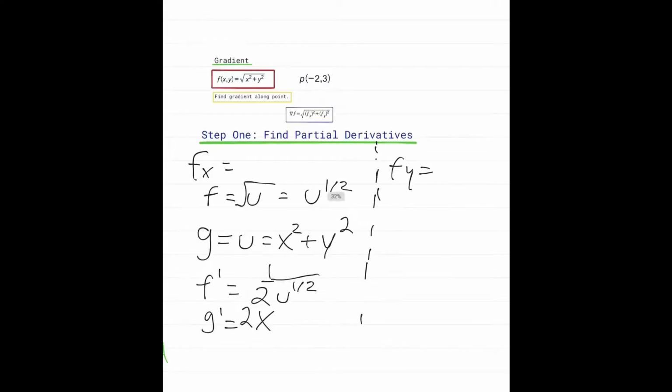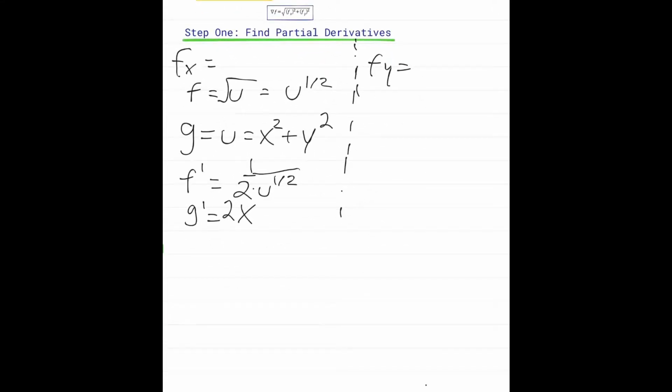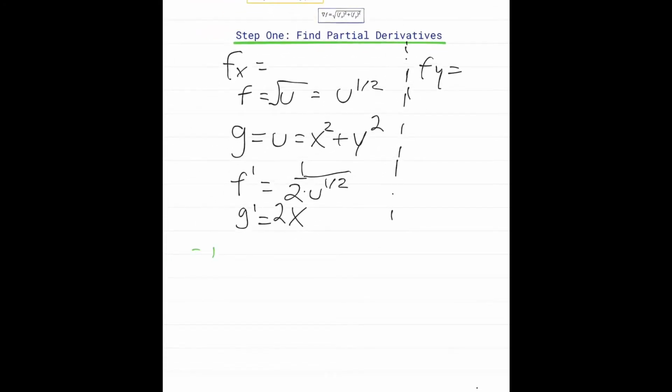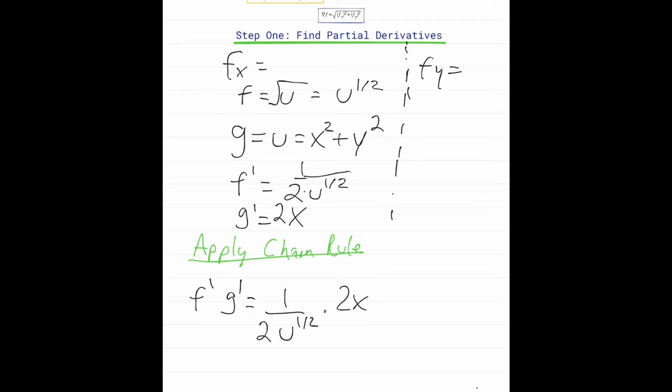Now that we have our derivatives, we're going to apply the chain rule. So what is the chain rule? We already applied it, but basically when we're taking the derivative applying the chain rule, we multiply f prime times g prime, and that's all there is to it. Nothing more complicated than that. Again, I have a Cal 1 video on that. So when we do f prime times g prime, we get 1/2 times u to the 1/2 in the denominator, times g prime, which is 2x. Then we cancel the 2's out.